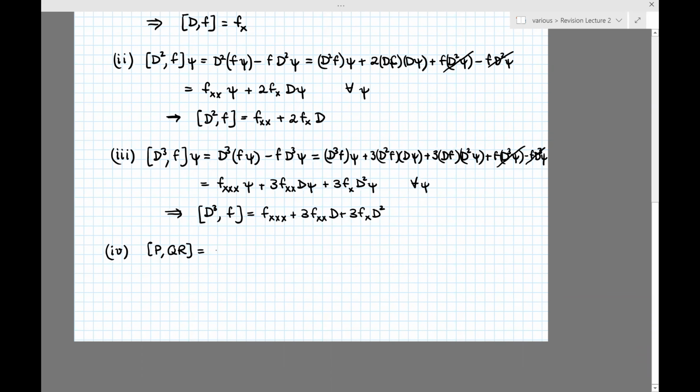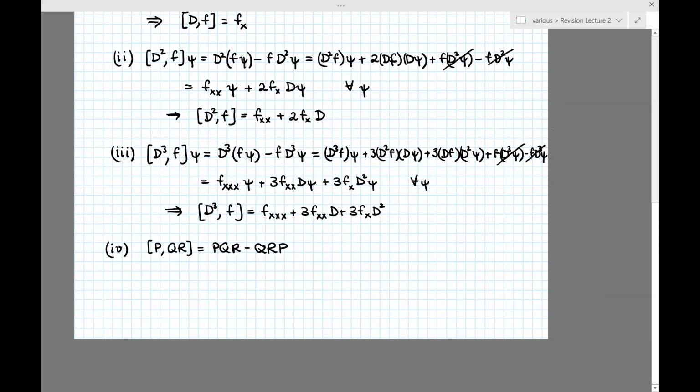So we can write this as PQR minus QRP by the definition of commutator. And now we can add and subtract the same term, QPR. So this is PQR minus QPR plus QPR minus QRP. And now we can identify in the first two terms the commutator of P with Q times R, and in the second pair of terms we identify plus Q times the commutator of P with R.